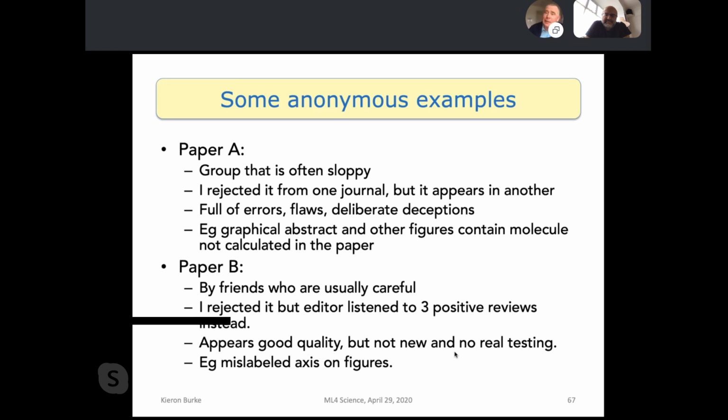And by the way, I should point out, none of the papers I've mentioned here are paper A or paper B, right? So don't worry, Stefano, right? I rejected it, but the editor went with the 3 positive reviews. It appears to be good quality, but it's not new, and there are all sorts of not so good things in the machine learning. For example, there are mislabeled axes on the figures. The figures don't make sense.